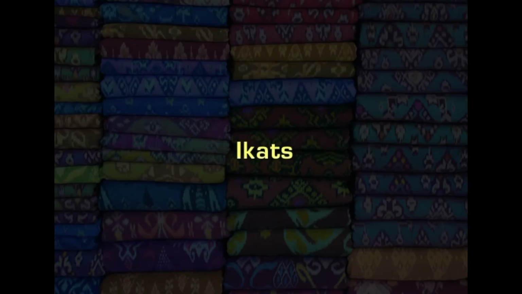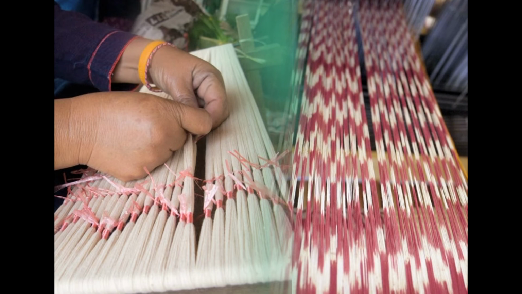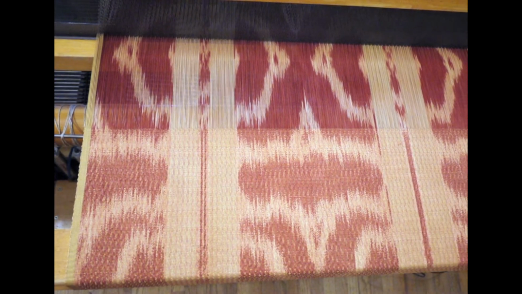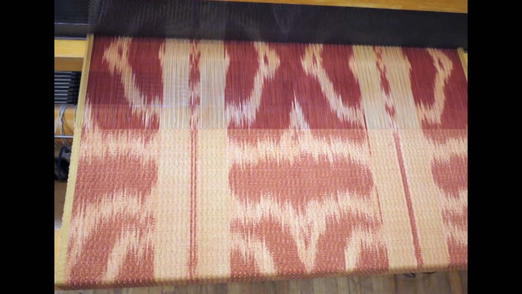Coming to the next topic, ikkats. Ikkat is an ancient art or form of resist printing. In ikkat, the yarn is tied for dyeing and weaving. In ikkat, only warp yarns or only filling yarns or both sets of yarns are colored before weaving. Ikkat designs typically do not have precise edges.